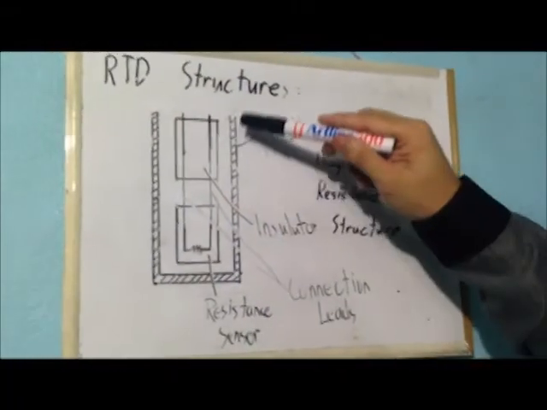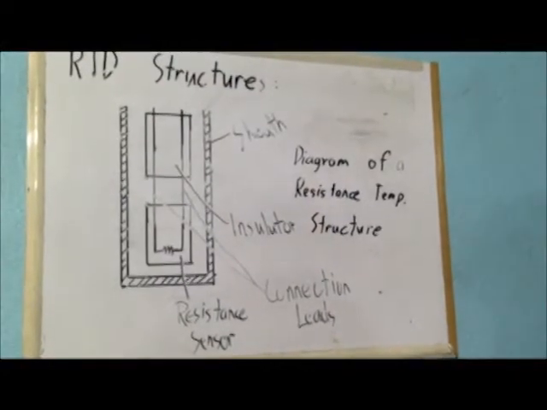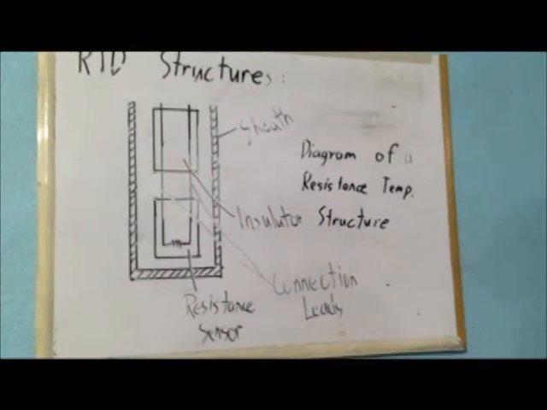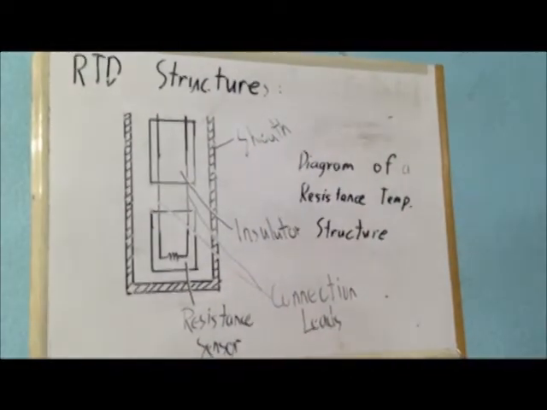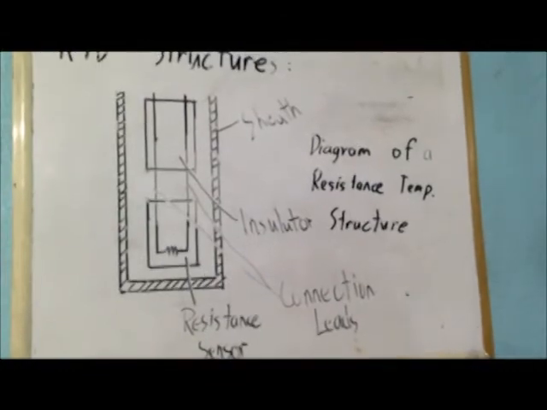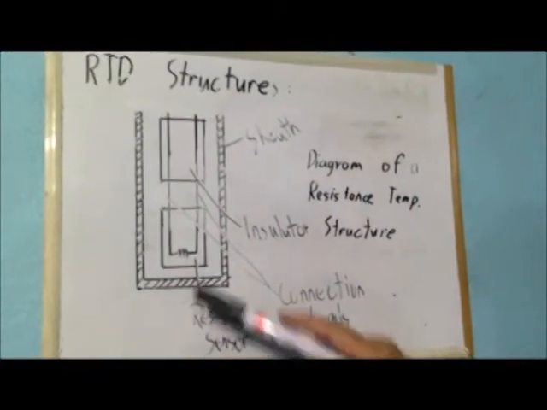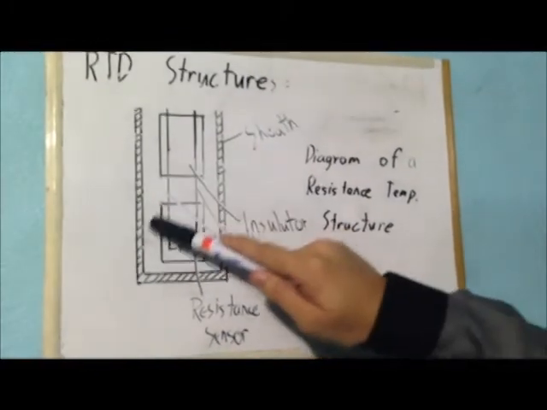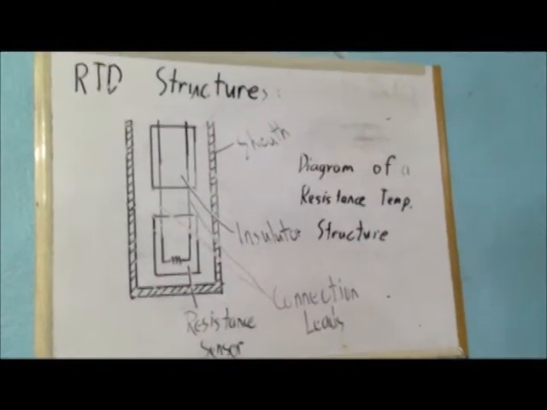The outer sheet here prevents contamination from the surrounding medium. Ideally, this sheet is composed of material that efficiently conducts heat to the resistor, but resists degradation from the heat or the surrounding medium. And the resistance sensor itself is responsible for the temperature measurements.